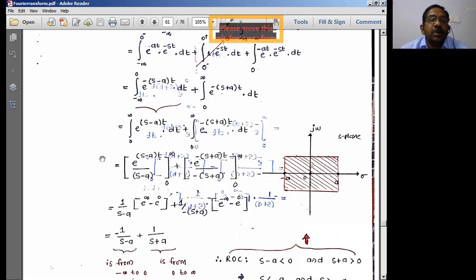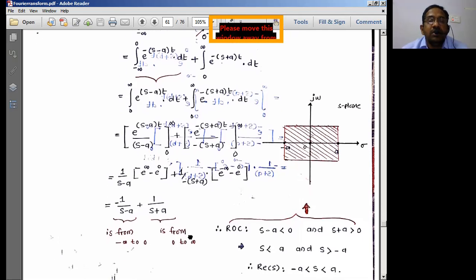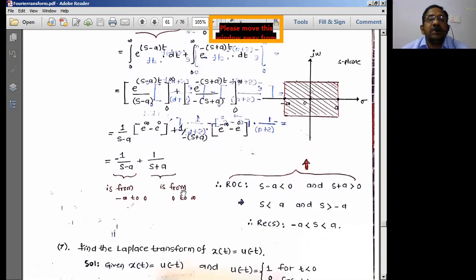That means the first one is the result of applying limits minus infinity to 0. That is very important and essential for us. Why? Because the condition we apply here is according to these particular limits only.